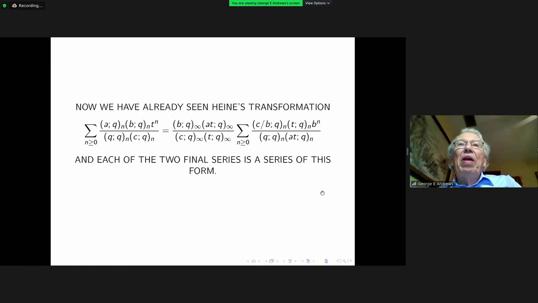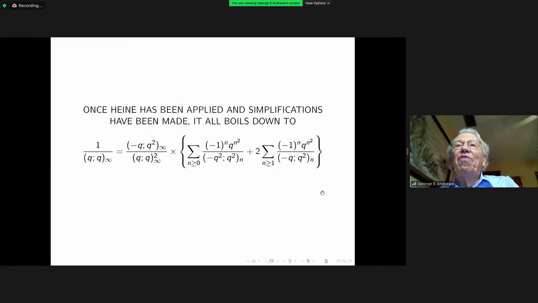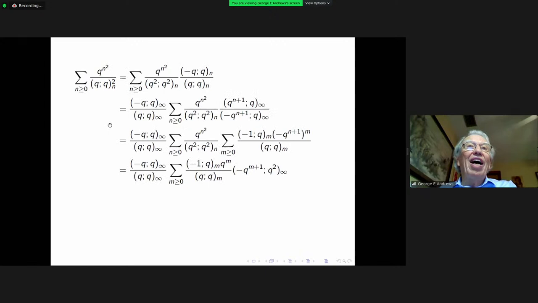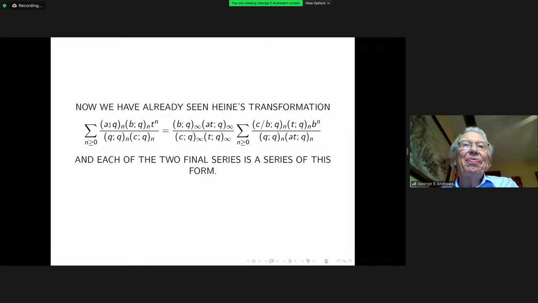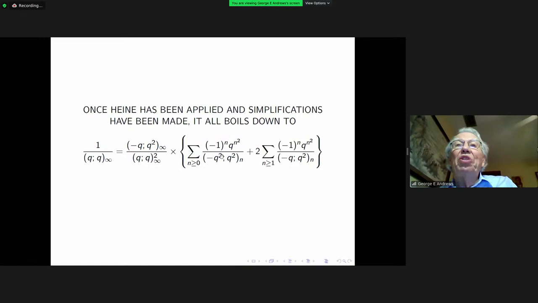So we've already seen Heine's transformation. Each of the two final series is a series of this form. Once you apply Heine and do a variety of simplifications, the whole thing boils down to this, namely the left-hand side. Remember, the left-hand side is 1 over (q;q) infinity. It's the generating function for p of n. And so what you have are a bunch of infinite products.